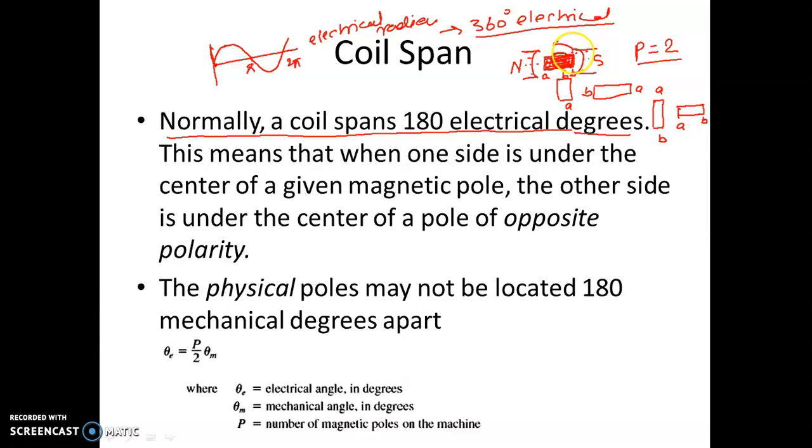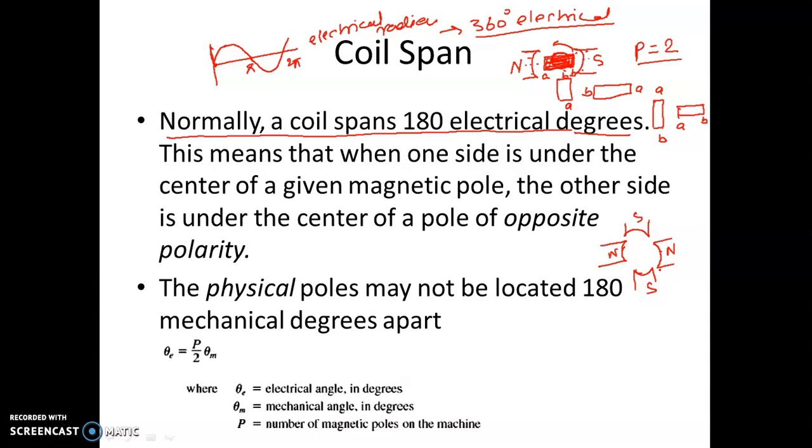But this does not happen every time. Suppose now we are giving 4 poles in place of 2 poles. Now 4 poles are given here, like this. This is north, south, north, south. So like this I'm putting.